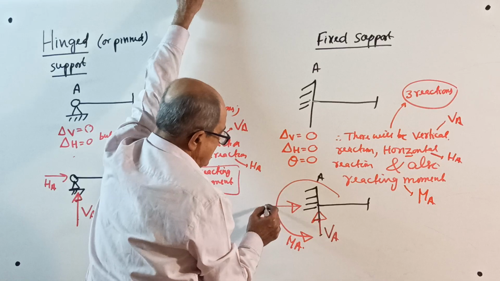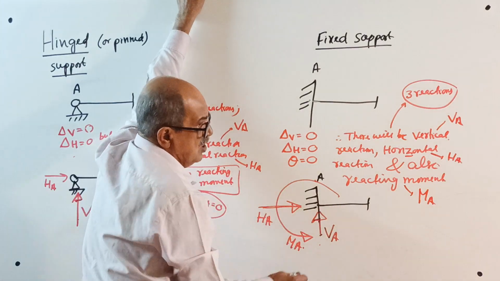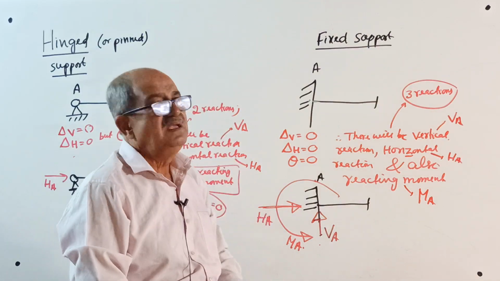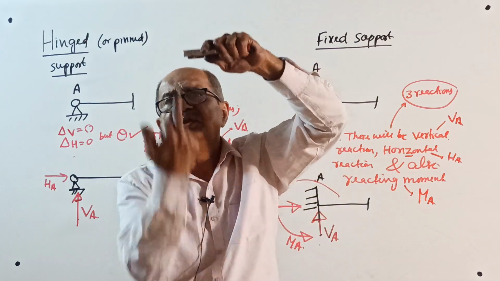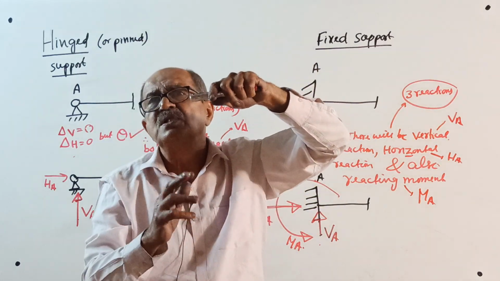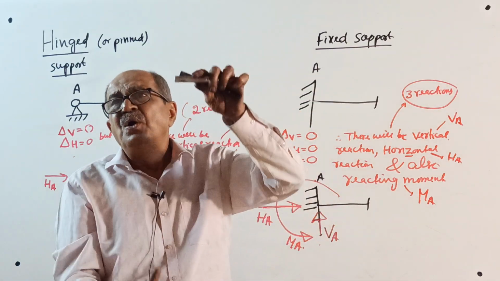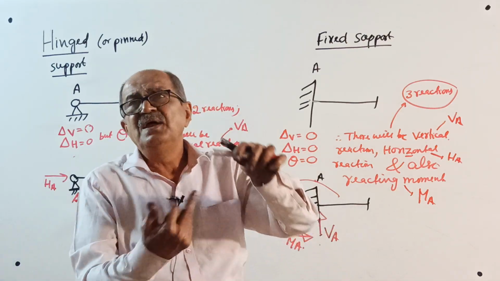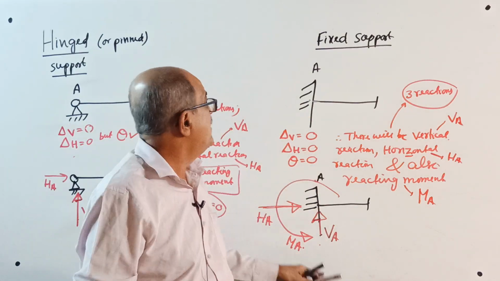Remember, right side, left side, upward, downward, anti-clockwise, clockwise, all will come later. Right now, I want what? Simple support, I never told upward, downward. Vertical reaction. Roller, perpendicular to the plane. Hinge, vertical reaction and horizontal reaction. Fixed support, vertical reaction, horizontal reaction and reacting moment.